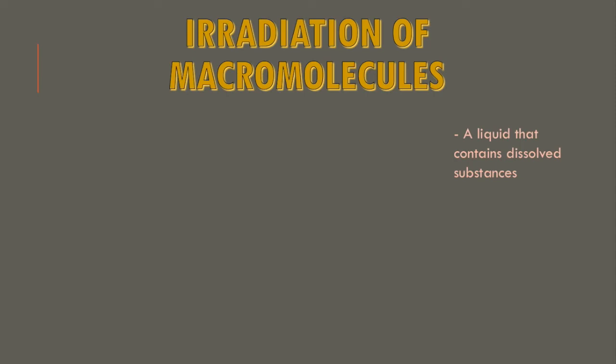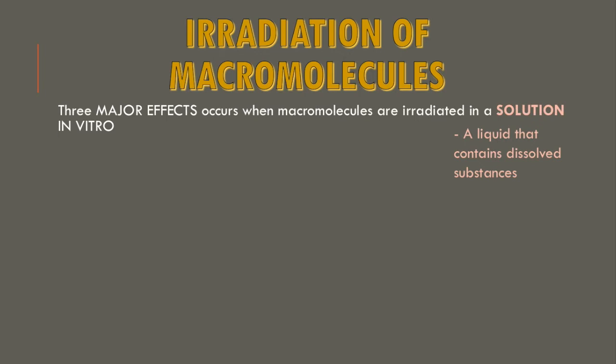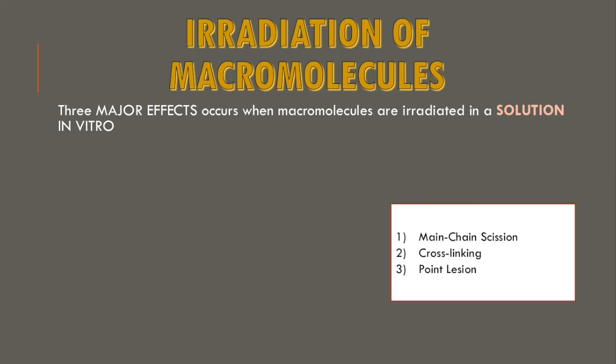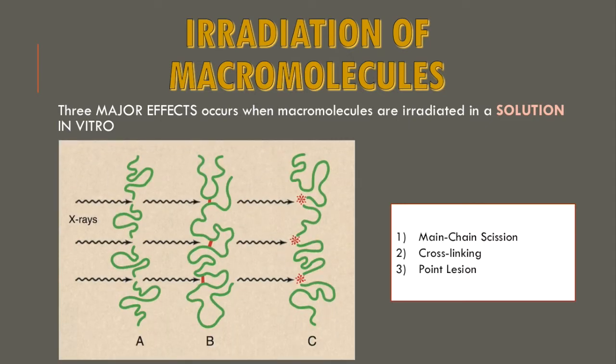Irradiation of macromolecules. So there are three major effects that occur when macromolecules are irradiated in a solution in vitro. When we say solution, it is a liquid that contains dissolved substances. So there are three major effects. We have the main chain scission, the cross-linking, and the point lesion. So here is a diagram that represents the three major effects. A is for main chain scission, B is for cross-linking, and C is for point lesion.